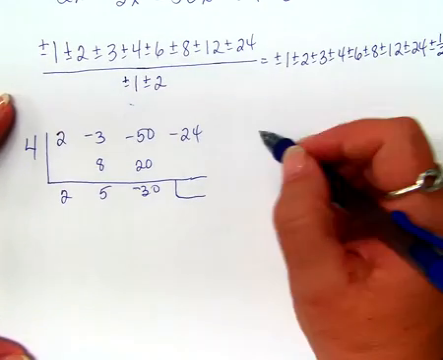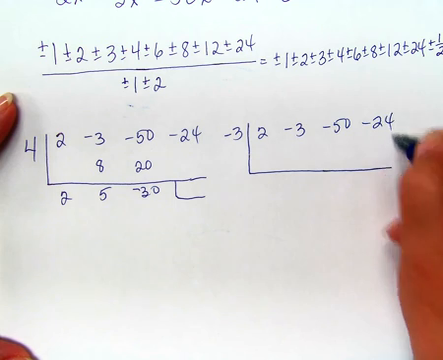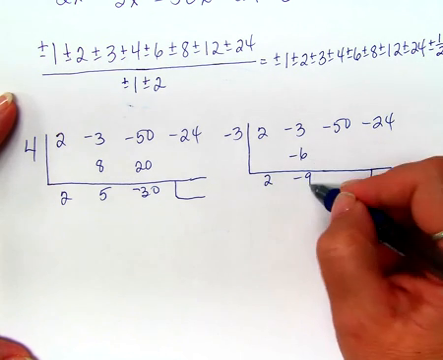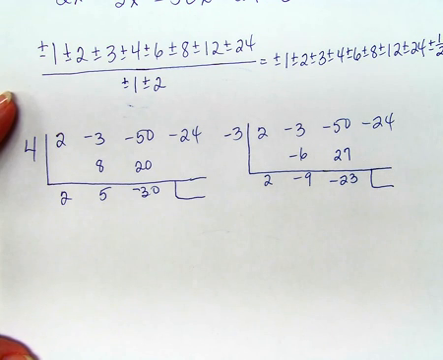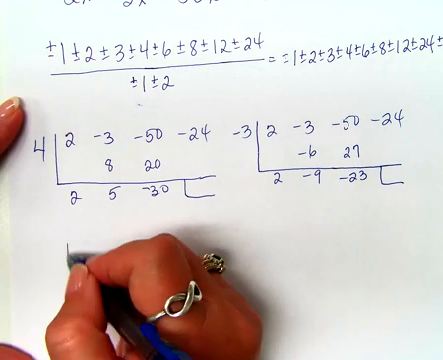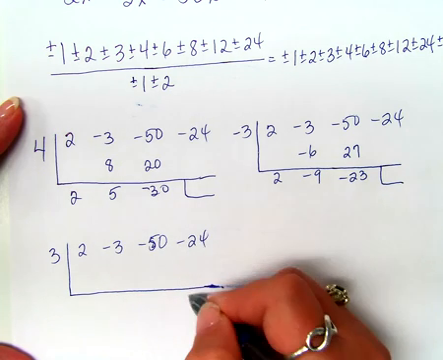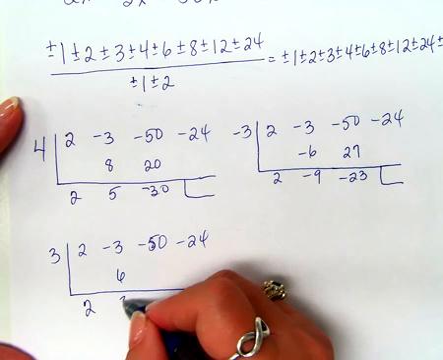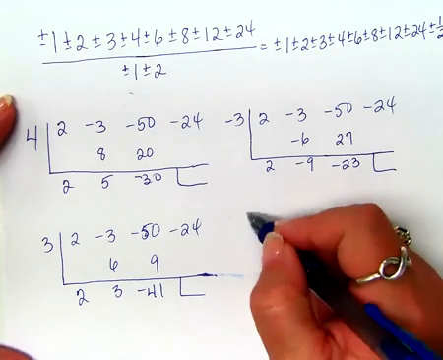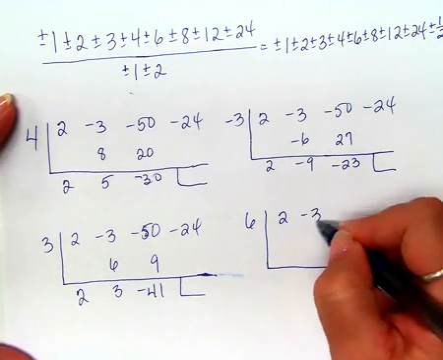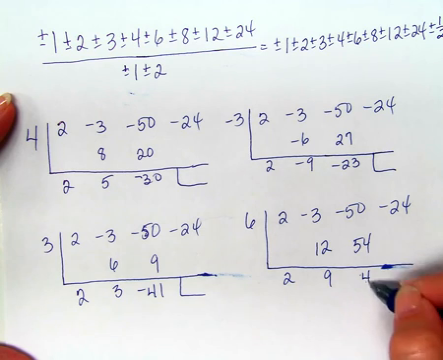Where should I go now? Negative 3. 2, negative 3, negative 50, negative 24. 2, negative 6, negative 9, 27, negative 23. I'm going to stop. Where now? 3? Positive 3? Two, 6, 3, 9, negative 41. 6, 2, negative 3, negative 50, negative 24. 2, 12, 9, 54, 4, 24.